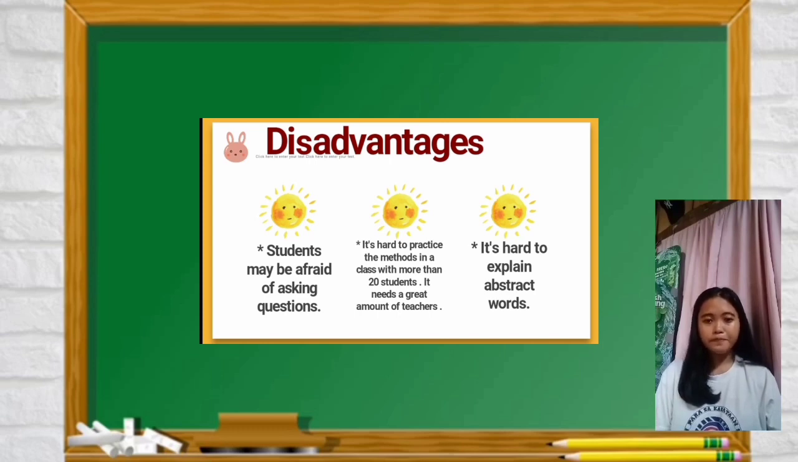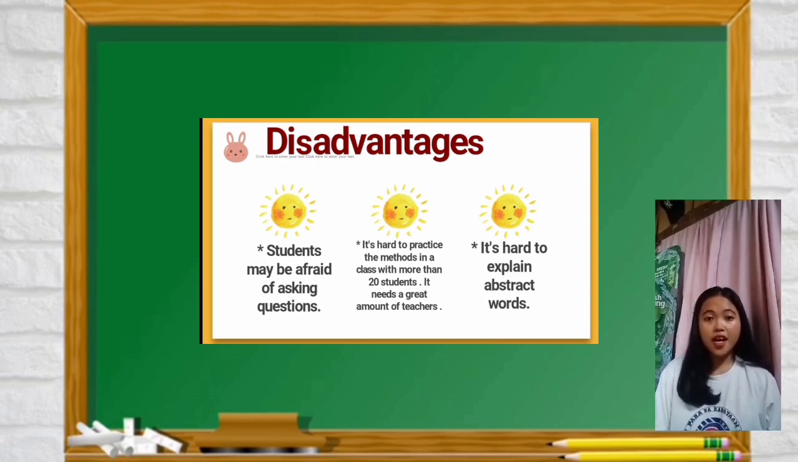Second is, it's hard to practice the method in a class with more than 20 students. It needs a great amount of teachers. It is because we can focus on teaching students more if they are not too crowded or do not have many students. But honestly and truthfully, we cannot choose our future learners and how many of them, and that is one of our challenges in the future. And what we should do is to become flexible and resourceful in the future.